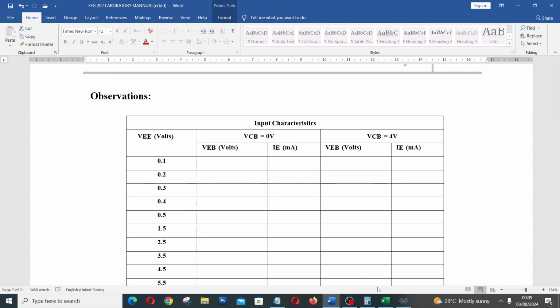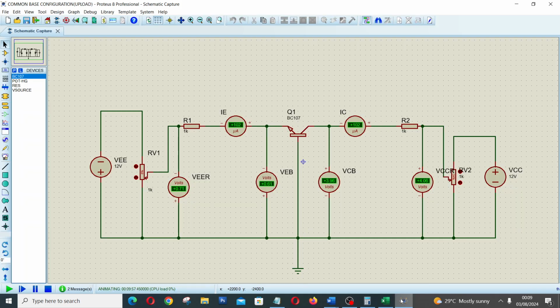So let's quickly go into the Pro Tools simulation environment. I've already patched up the circuit, as you can see. Let's start our experiment from a VCB of 0 volt.